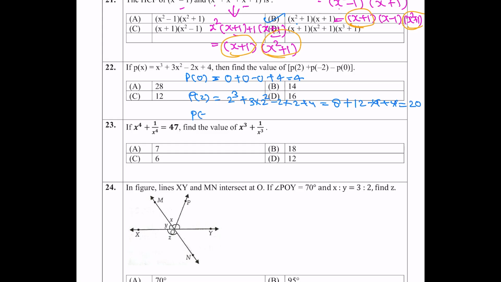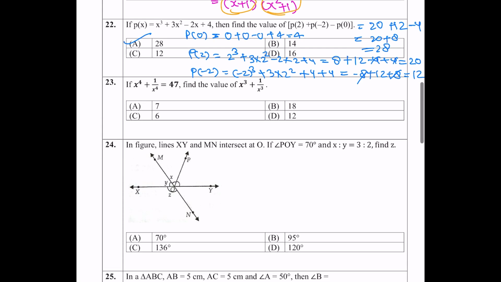Now P of minus 2, this thing we can write as minus 2 raised to power 3, 3 into 2 square, minus it will become plus, because minus 2 into minus 2 here we are getting plus 4, plus 4. So here if we simplify, this is minus 8, 2 2s are 4, 3 4s are 12, plus 8. So 8 minus 8 cancel out, this is equal to 12. So here we have to find this value: P2 is equal to 20, P of minus 2 is equal to 12, P0 is equal to 4. So 12 plus 4 is 16, so 20 plus 8 is 28. So option A is the correct one.